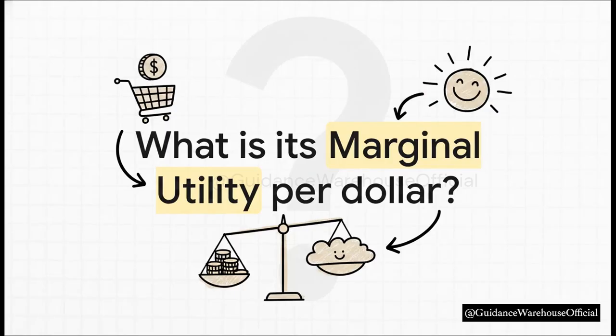Okay, let's do a quick mental check to make sure we're on the same page. If you're looking at an item that costs $5 and you know it's going to yield 10 utils of satisfaction, what is its marginal utility per dollar? Take a second. Did you guess it? Yep, 10 utils divided by $5 equals 2 utils per dollar. If you got that, you are literally doing the exact math of a professional economist.